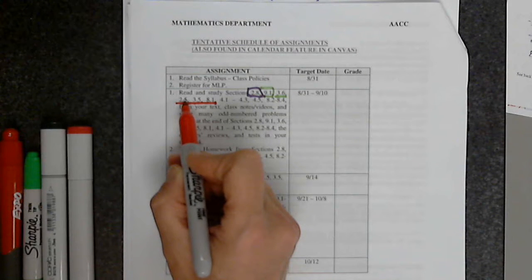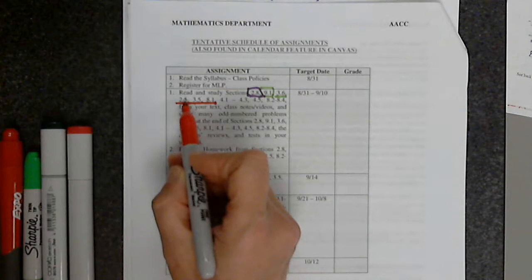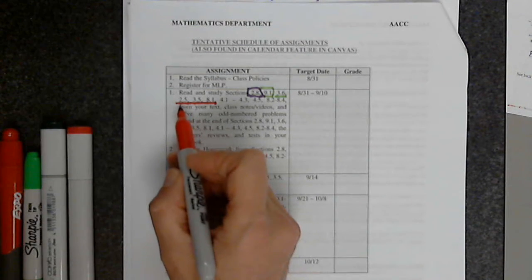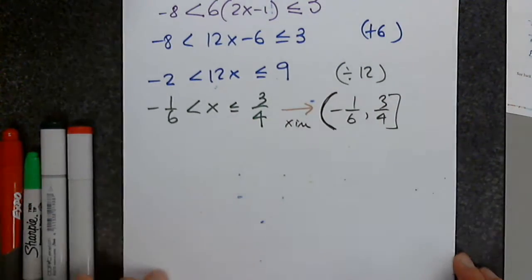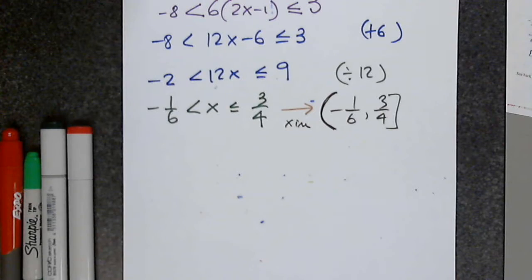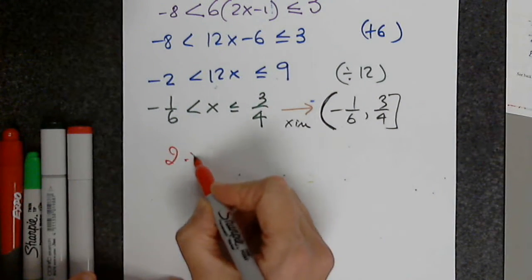But first, let's look at some problem solving and formulas in 2.5. And then we'll continue with functions. So formulas and problem solving. We're going back to section 2.5.